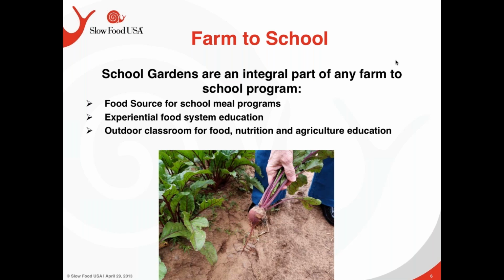So certainly school gardens can be a part of a farm to school program, and often they are integral, but more and more we're seeing school gardens become the heart of a farm to school program as those school gardens grow and as those cafeterias link more closely with the gardens. So we really see when school gardens are at the heart of a farm to school program that they become a food source for school meal programs. They'll also serve as that experiential food system education, teaching students where their food comes from. And of course, they serve as a natural outdoor classroom for educators for a variety of topics, including food, nutrition, and agriculture.